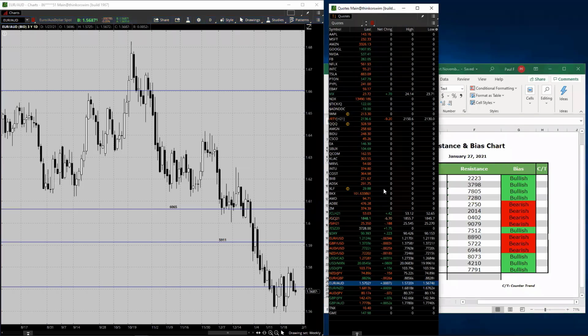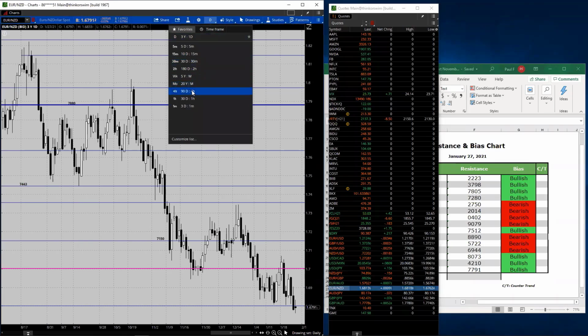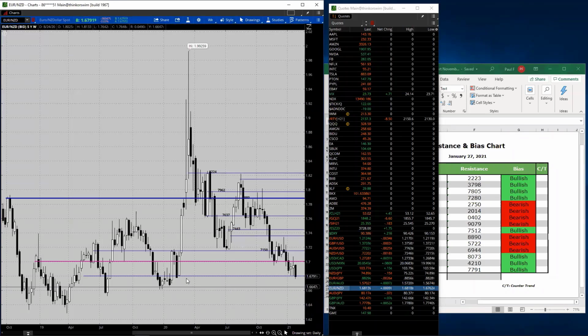Onto the euro kiwi. Still trying to press a little bit lower. We'll take a look at how we look on a weekly chart. We are into some support here. We're kind of testing it, but we're right there on it. See, this wick is nearly confluent with this close. That's it right there, 67.75.